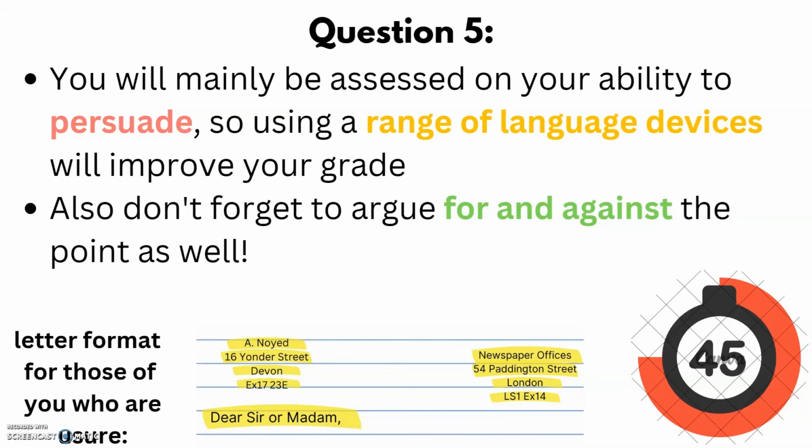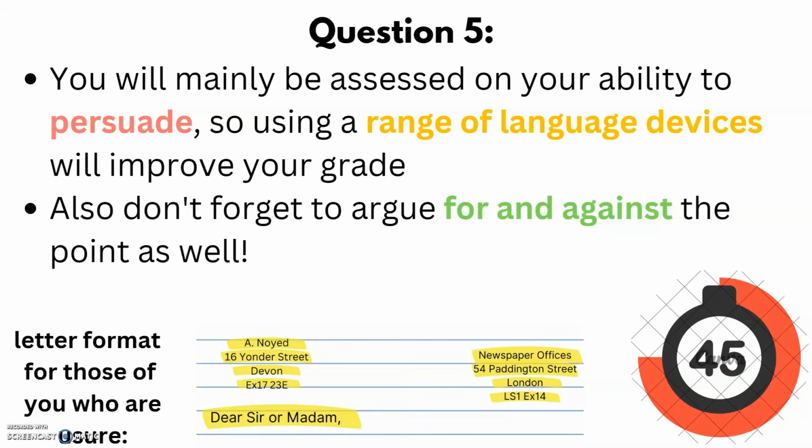Now for question 5, you'll mainly be assessed on your ability to persuade. So no matter if it's a letter or an article or a speech, you're going to be assessed on your ability to persuade, and that's the overall ability here. So by using a range of language devices, this will help improve your grade. Now again, I suggested 45 minutes for this, and also don't forget to argue for and against a point. Don't just think about your opinion, think about the opposite opinion as well, but try to make it that your opinion is more important.